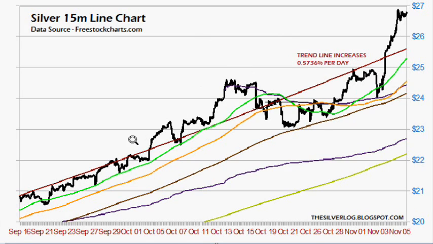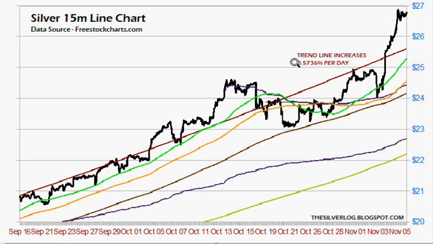And this is the 15-minute line chart. Each of these ticks represents 15 minutes on the New York time frame from 9:30 a.m. Eastern time to 4 o'clock p.m. Pacific time. I've talked a lot about these different averages. I'm not going to go over too much on this particular chart.